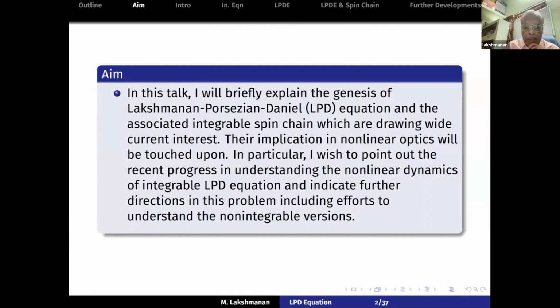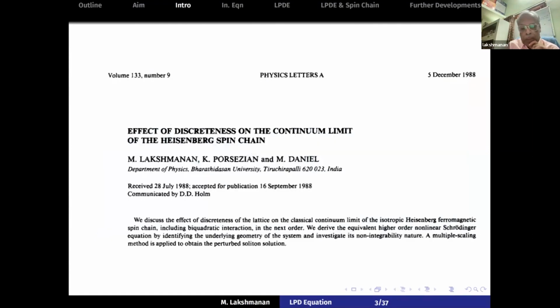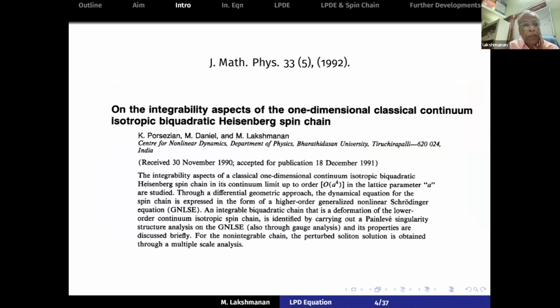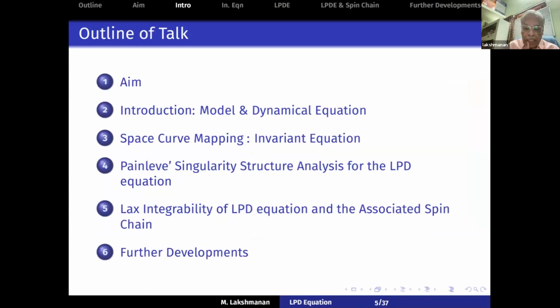and related non-integrable systems. This was the original paper by Porsezian, Daniel, and myself, in which we started looking at the effect of discreteness on the Heisenberg spin chain, and its follow-up paper almost 4 years afterwards in 1992. Why it took so much time, I'll point out in due course. That is the aim of my talk, to present an overview of this LPD equation and the recent progress.